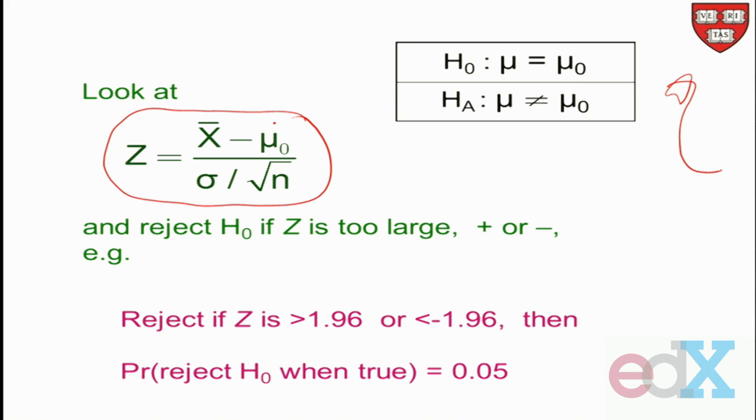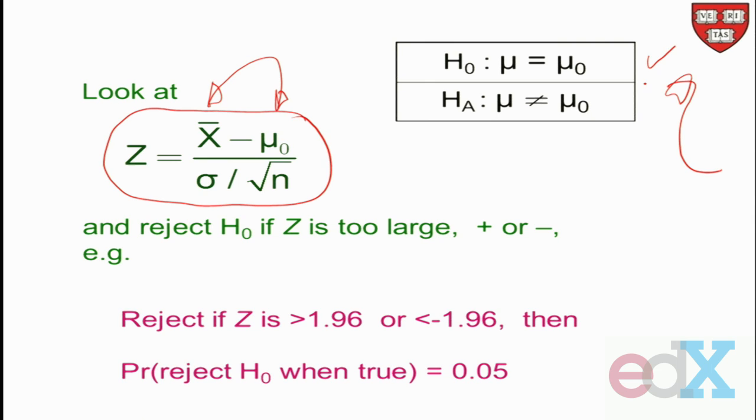reject if this is too large. Why? Because then what is z measuring? It's measuring the distance between the observed sample mean and the hypothesized population mean. So if that's too large, we'll say, doesn't look like the data is consonant with the null hypothesis, and probably it's more likely that the alternative hypothesis is correct.